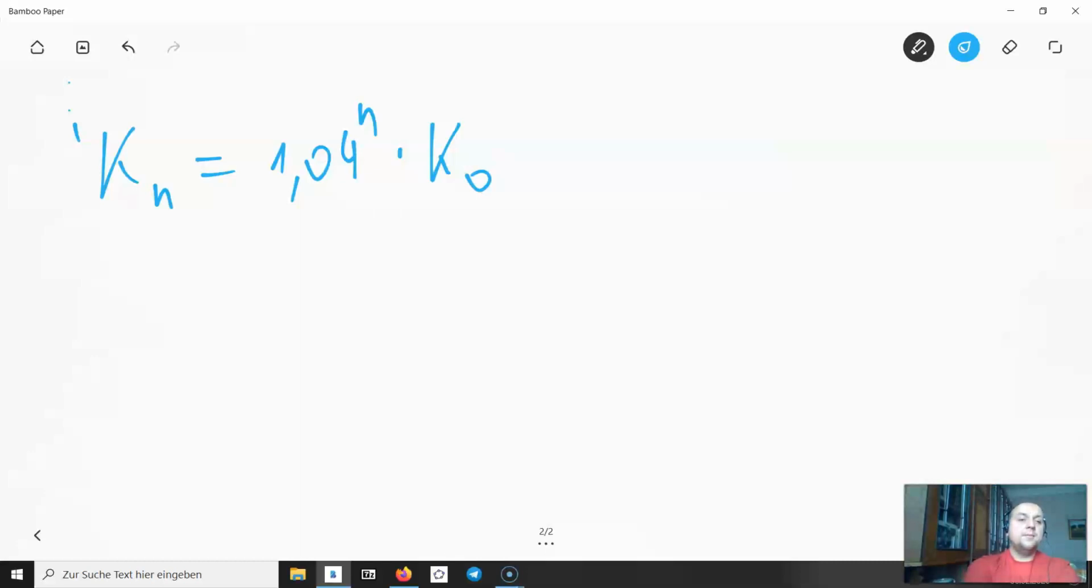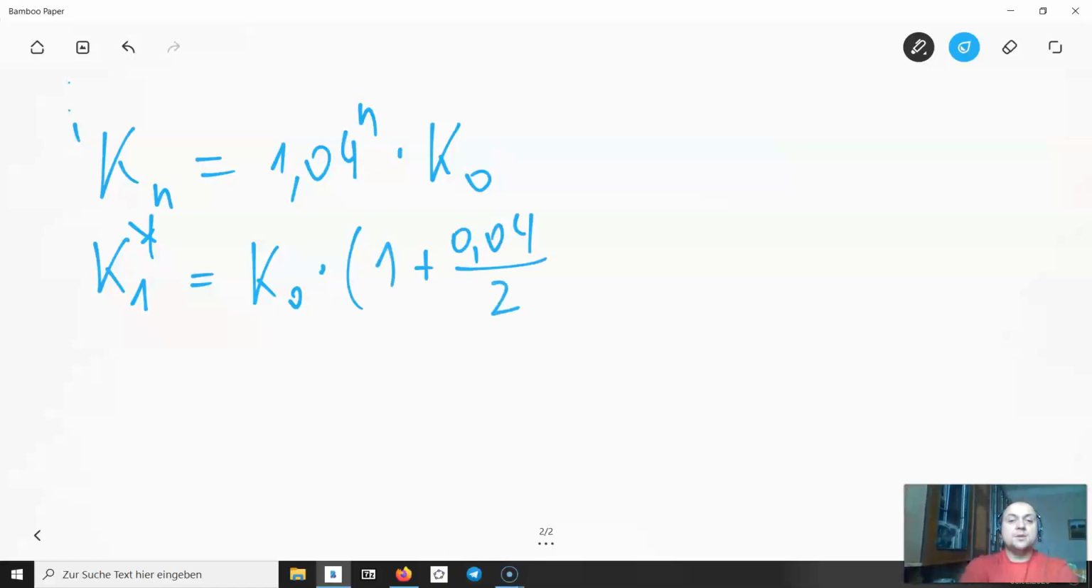Let's say K1 star is going to be, well, I'm dividing 4% by 2 because I'm doing it twice in a year, so I'm still having K0. What I'm doing now is having 1 plus, instead of 4%, we're adding 4% divided by 2. So what will be the amount of money we're going to get after half a year? This is 1.02 K0, slightly more than K0, but we are going to get it after 6 months.